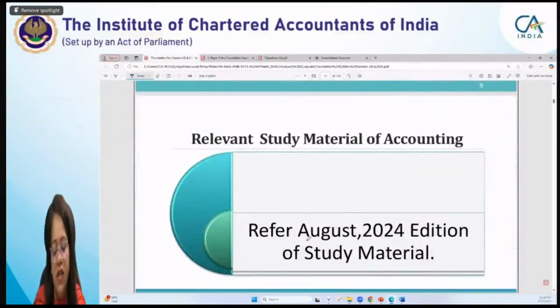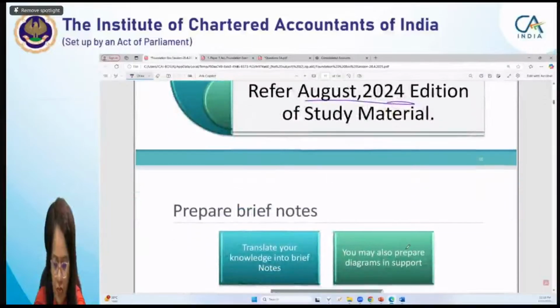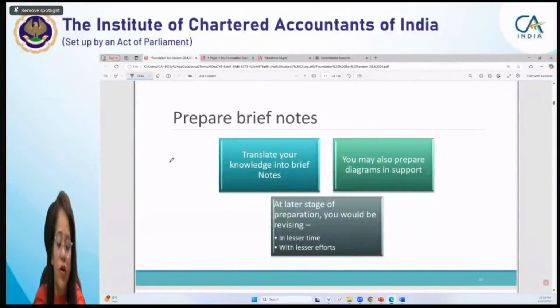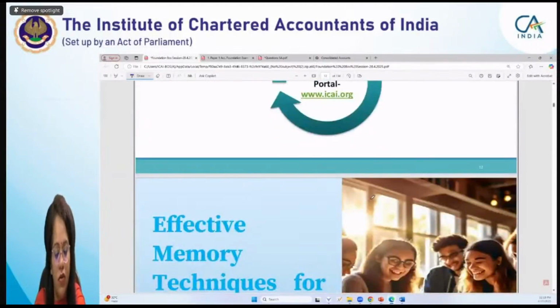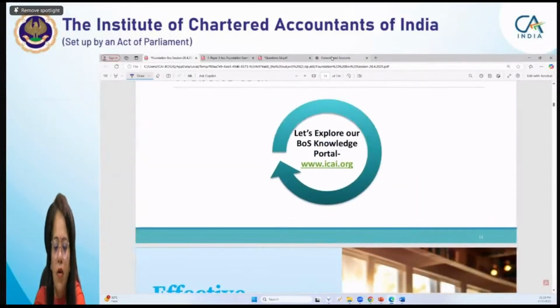Relevant study material: you already know that the August 2024 study material is applicable to you. I have already told you how to prepare: translate your knowledge into brief notes, and then you can also prepare small diagrams in support. So at later stages, you will be able to revise the chapter in less time with less effort. All right. I've shown you the website also. Now coming here, wait.